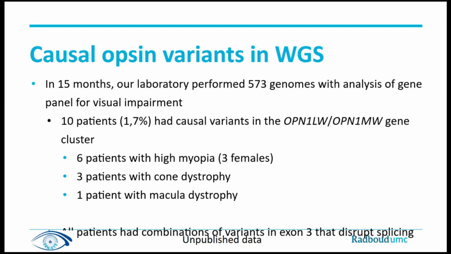Next slide, please. So how often are causal variants detected in the opsin gene cluster when only a broad genetic test such as exome or genome sequencing is requested? In the past 15 months, we have performed 573 genomes with the analysis of the gene panel for visual impairment. These analyses are performed on patients with retinal dystrophy, but also in patients with optic atrophy, cataract, myopia, etc. So it's really a broad patient panel. However, we still find causal variants in the opsin gene cluster in 10 patients, of which 3 were female. In all patients, the causal variants that we detected were combinations of variants in exon 3 that disrupt splicing. Next slide, please.